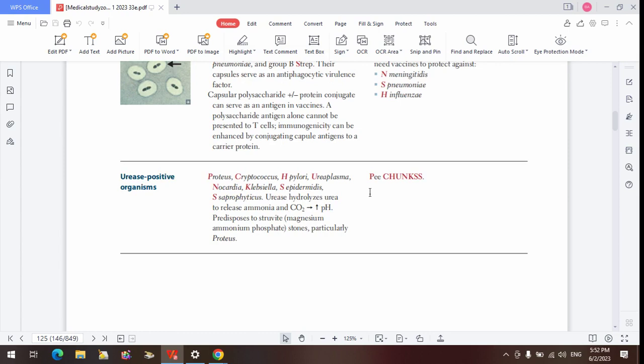Proteus is urease positive. Why? Because if something is urease positive, it can split urea to release ammonia and CO2. But don't be deceived. It's actually the ammonia that will predominate. Your CO2 will just disappear. CO2 is a volatile gas. It will just go to the airway and be excreted. It is the ammonia that will stay, and it will raise the pH.